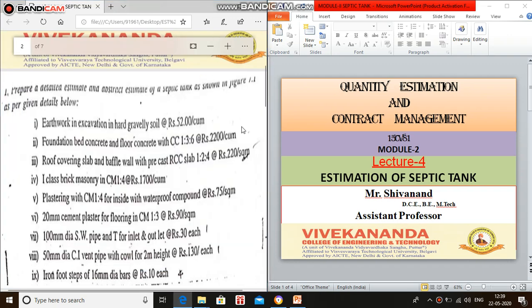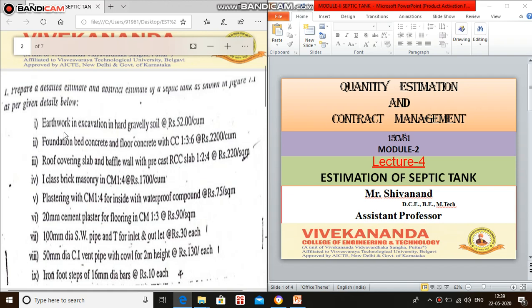Dear students, today I am going to explain estimation of a septic tank. So here is the problem. Prepare a detailed estimate and abstract estimate of a septic tank as shown in the figure as per the details given below.